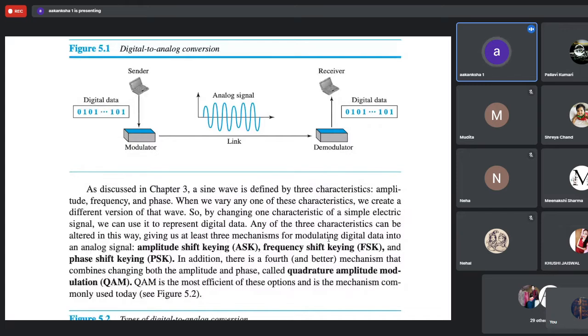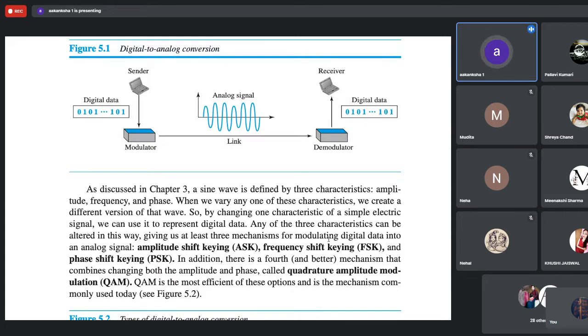So we discussed that there are three characteristics of any sine wave or any analog signal. One is amplitude, another one is frequency, and the third one is phase. The amplitude is the maximum value which the signal takes. Frequency is 1 upon time, or one cycle completion. In 1 unit of time, or 1 second, how many repetitions of the sine wave are done, that is frequency. And phase is the angle it makes with the center or with the origin. So these are the three characteristics of any analog signal.